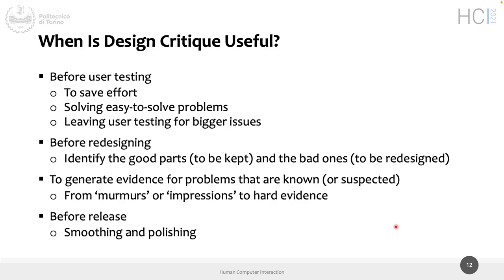And also before release. You have done everything. You have done usability testing. You fixed all the usability problems, but you cannot do another usability testing after the first usability testing to check if everything is fine. Well, 3 to 5 experts do a heuristic evaluation. Quick, easy, and if you are a company, cheaper than a usability testing. And you can smooth and polish your product before the final release. Also, as a double check after usability testing that you have fixed in the proper way everything that you need to be fixed. So this is a very versatile instrument that can be used in many, many moments during the development.